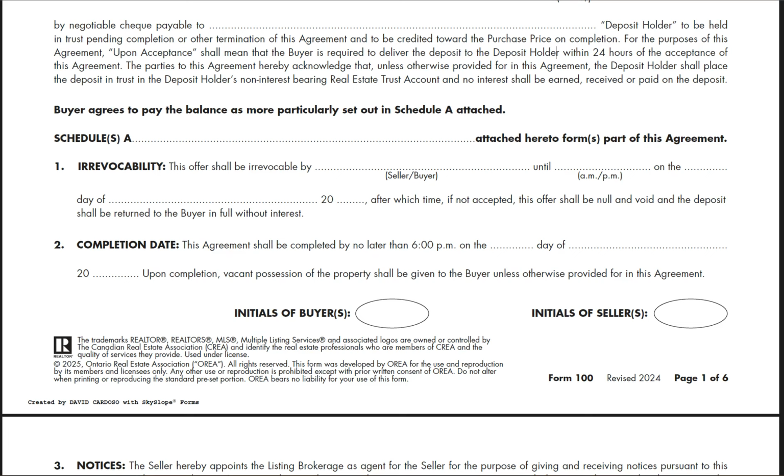Sometimes there's more deposit details and other custom clauses. For example, if there's a pool, or if there's something unique or a feature within that property, they can then add additional clauses to it.